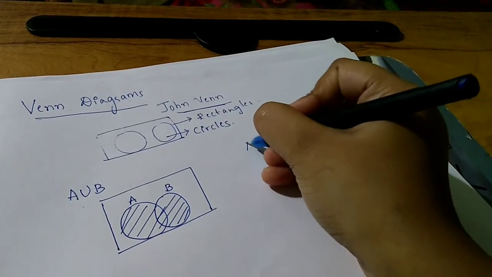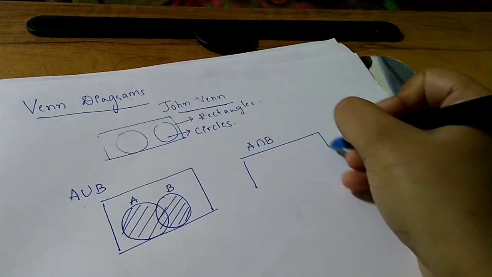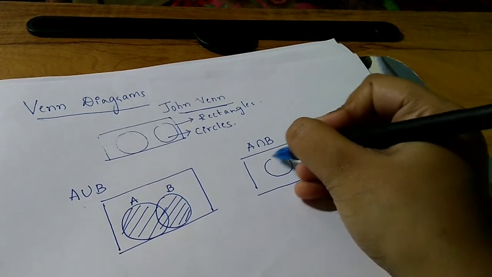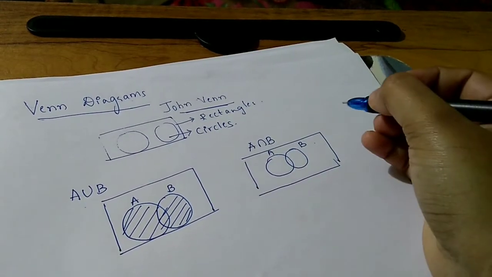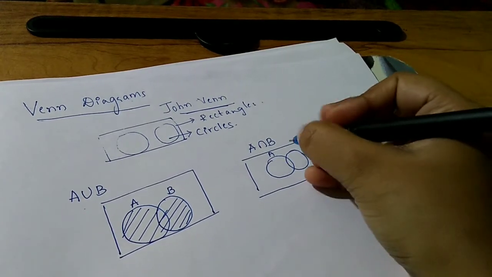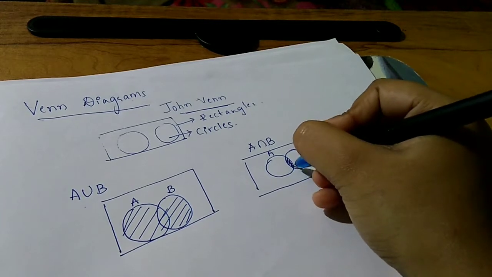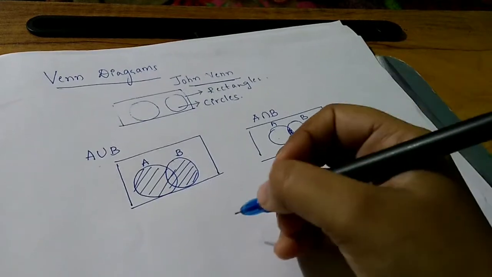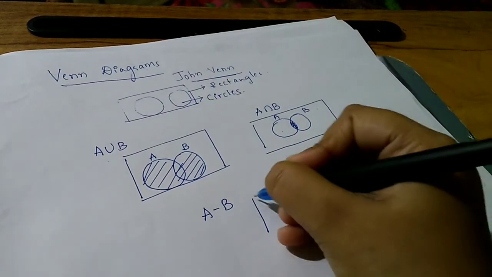What about A intersection B? Same thing, you have to enclose first within a rectangle. This is A and this is B. Then A intersection B means what? The common elements between A and B. So you have to shade only this portion. This is the common element between A and B. Clear? Next, A minus B, how are you going to represent it? So this is your Venn diagram.